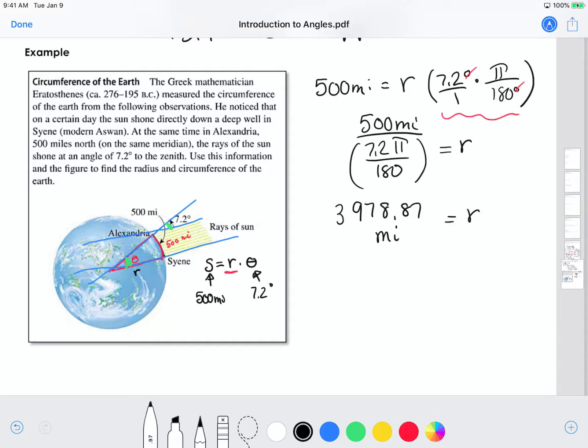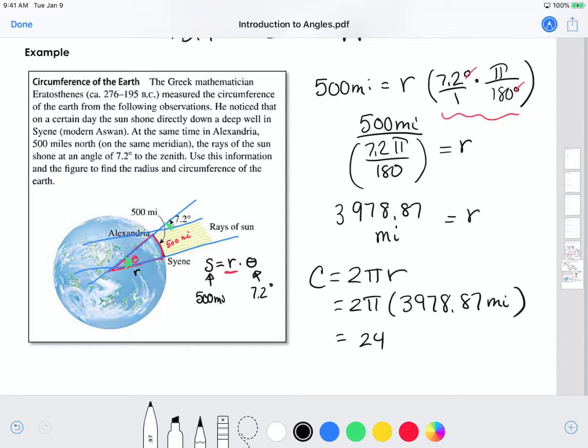Now, if we want to find the circumference of the Earth, the circumference is 2 pi r. So I'm just going to use the radius of the Earth that I just found. I'm going to take 2 pi times 3,978.87 miles, and that's going to give me a little bit shy of 25,000 miles.